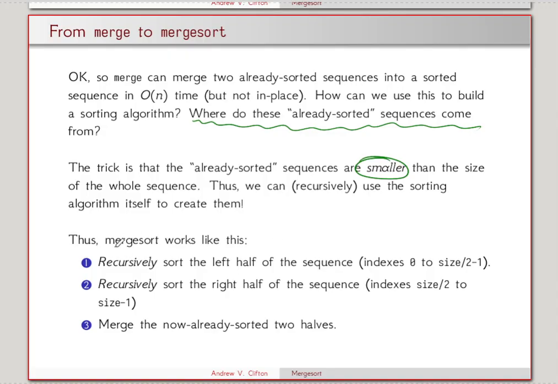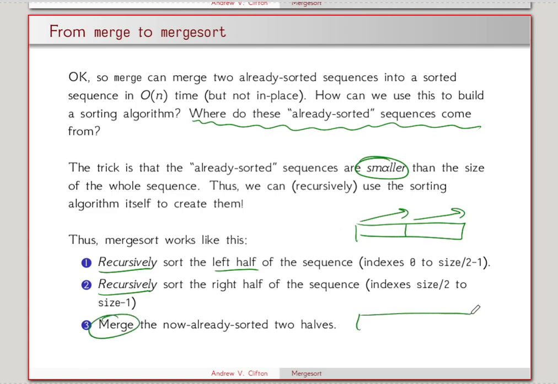So the merge sort algorithm is just, okay, recursively sort the left half. So if my whole sequence looks like this, that gives me an ascending half over there. Then recursively sort the right half. That gives me an ascending thing over there. And then merge them together, which gives me one big thing that is sorted ascending throughout the whole thing, like that.